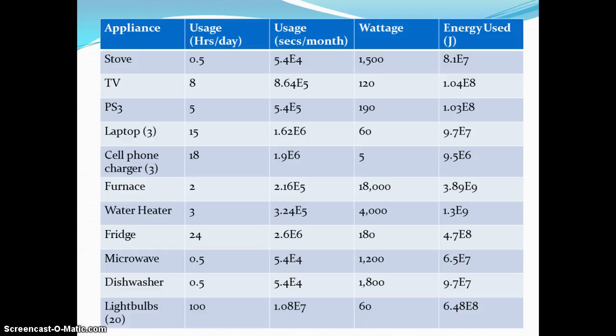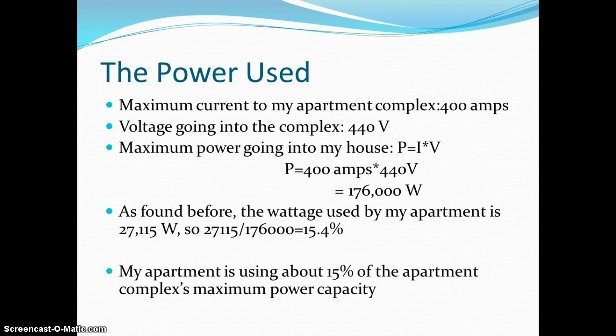Notice that laptops times 3, so we're not all three using our laptops for 15 hours a day or our cell phone chargers for 18 hours a day. I just did a sum of all of them since they operate on basically the same level. So for the power used, the maximum current to my apartment complex is 400 amps and the voltage coming in is 440. I had to go talk to my realtor about that one.